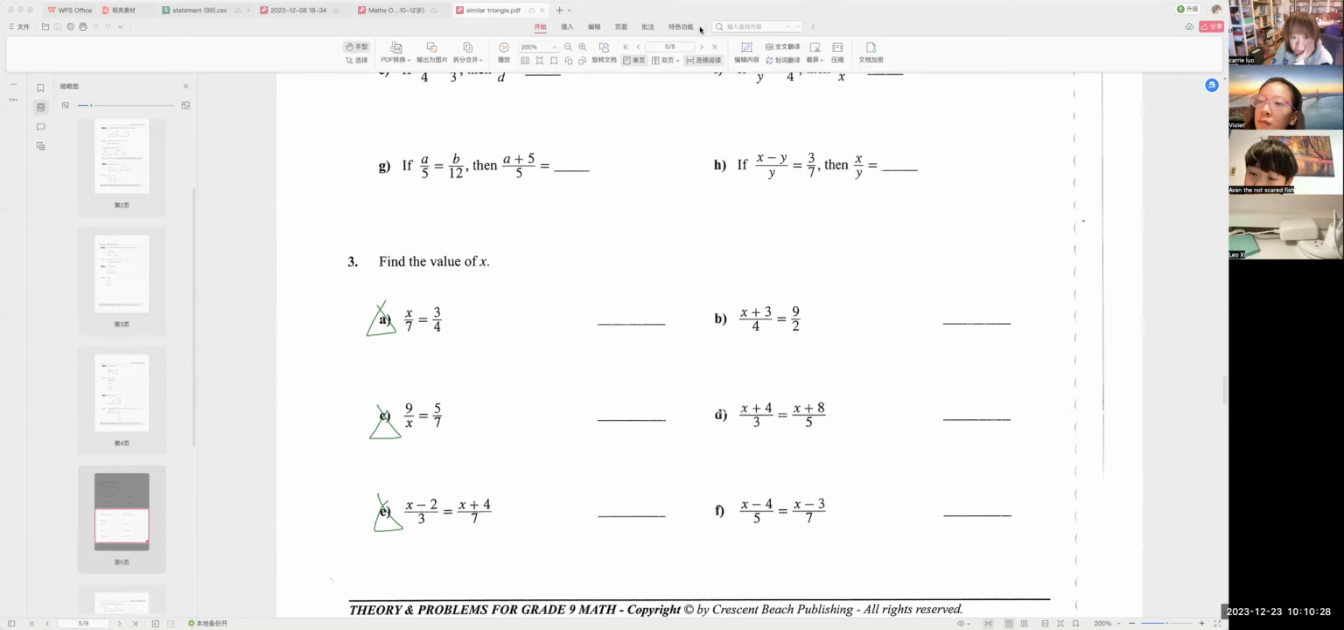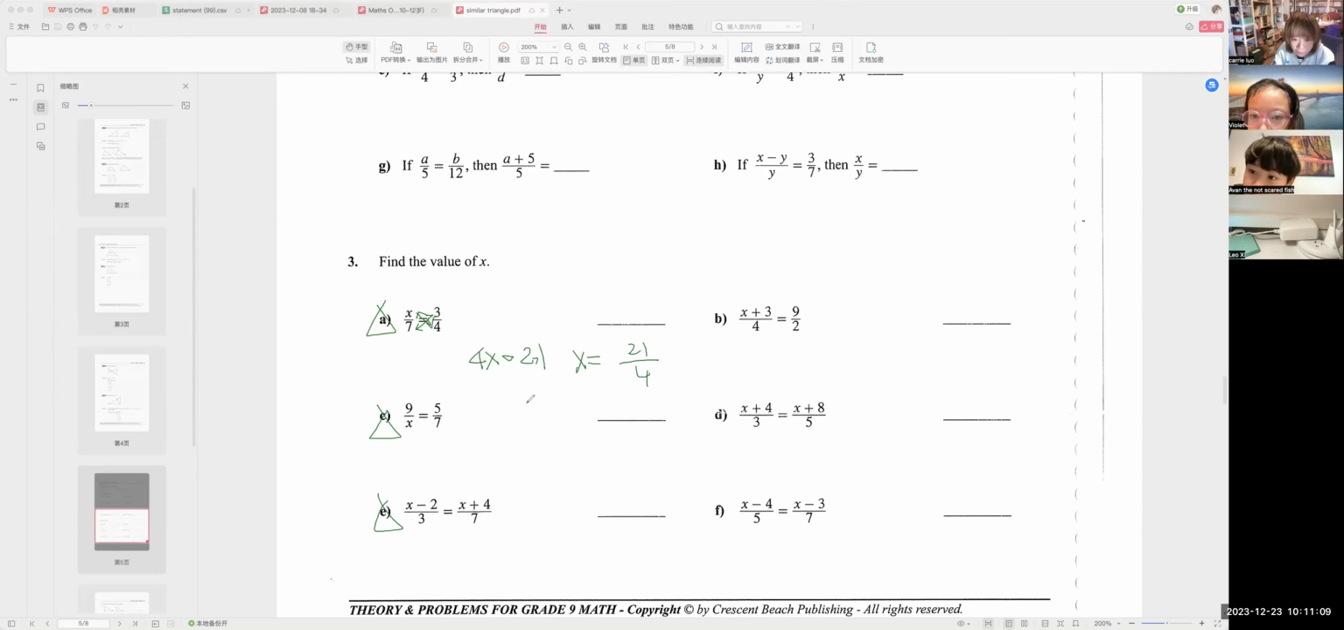First question, Evan, could you please tell me how to do it? The first one should be easy. I forgot how to do it. Just the cross times. 4x equals what? 21. Very good. So x equals what? x equals 21 over 4. Everyone understand?